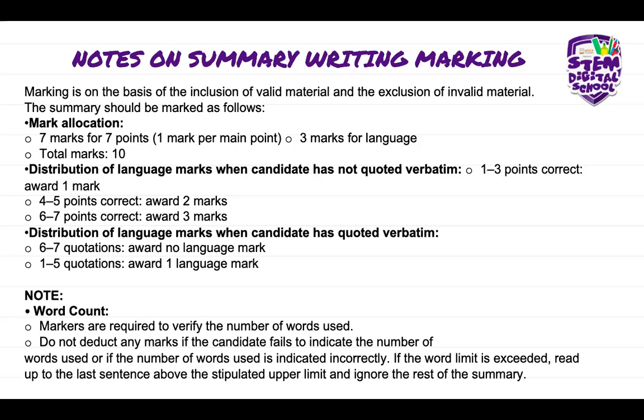Distribution of language marks when candidates have not quoted verbatim. So for example, 1 to 3 points correct, you award 1 mark. Again, 4 to 5 points correct, you award 2 marks. 6 to 7 points correct, you award 3 marks. You see, especially because you did not quote verbatim. So please try as much as possible to use your own words. We encourage that.